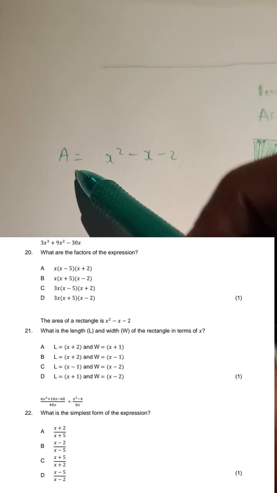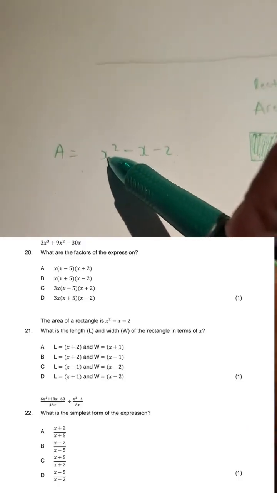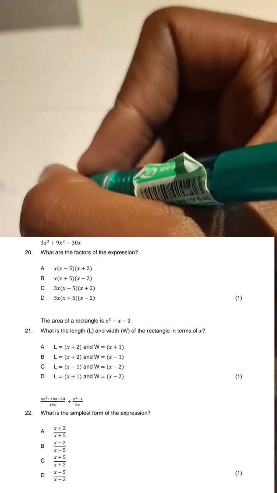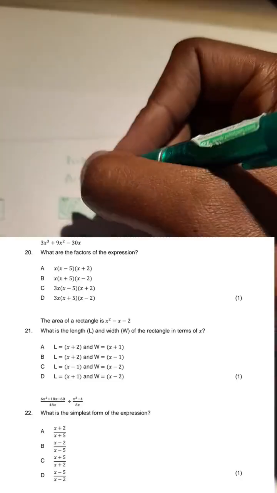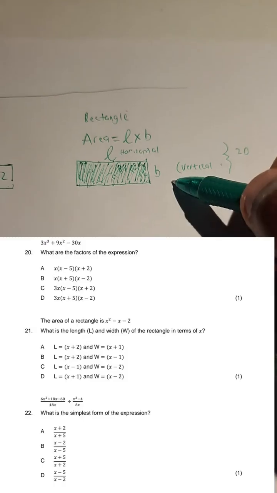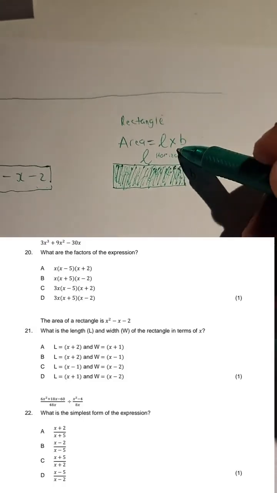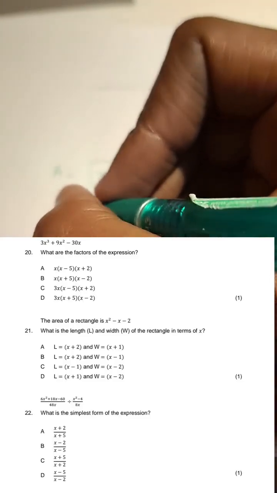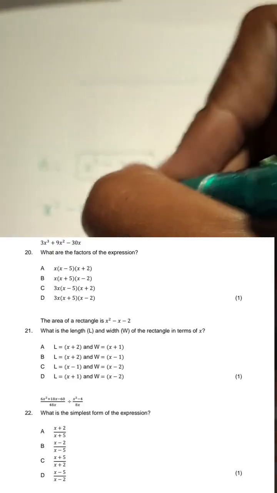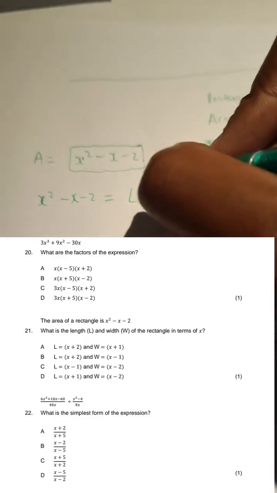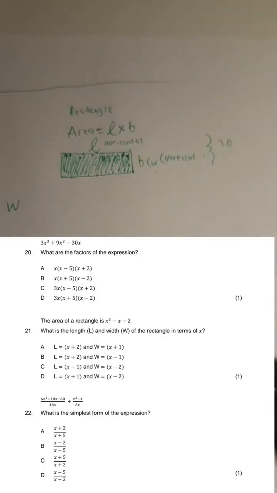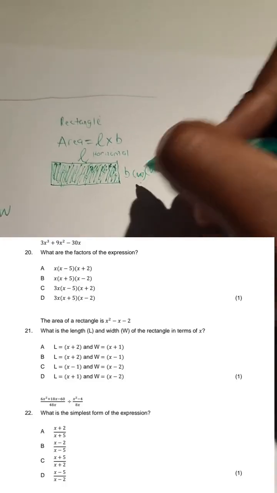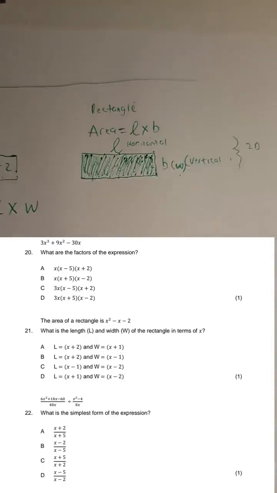Now we are being told here that the area of a rectangle is x squared minus x minus 2, which means this area is in terms of x. Its length, we don't know. Its breadth, we don't know, but we have the desire to calculate it. So we can say that x squared minus x minus 2 is equal to this length times this breadth or width. Remember, guys, breadth and width are the same thing. Width is simply the shortest side of a rectangle.